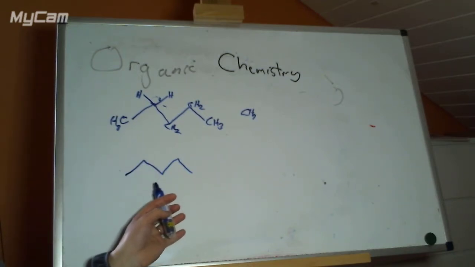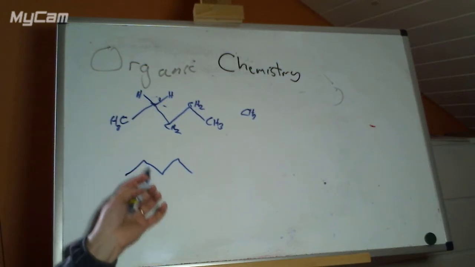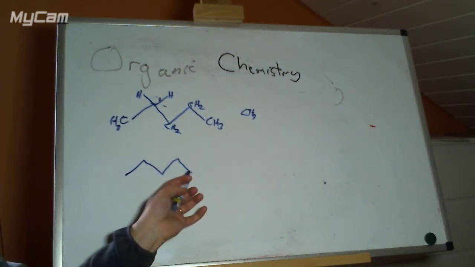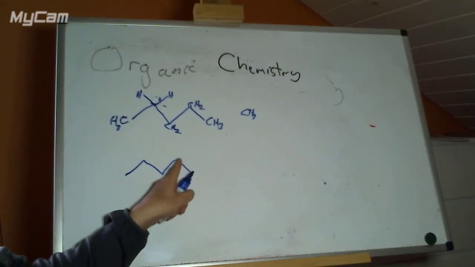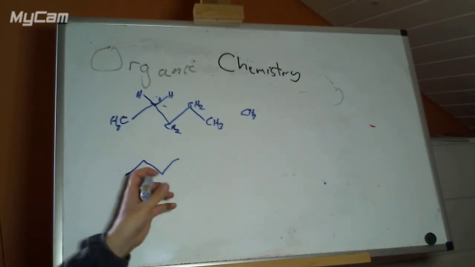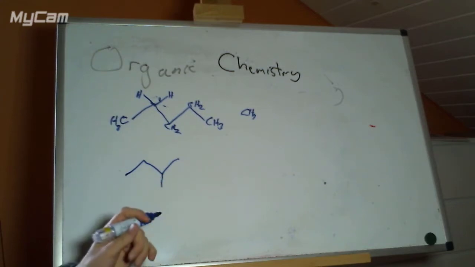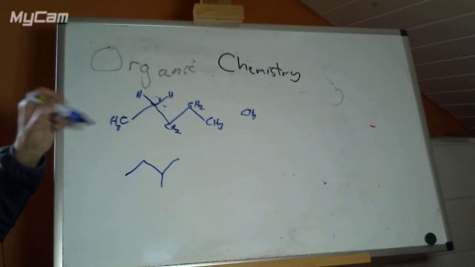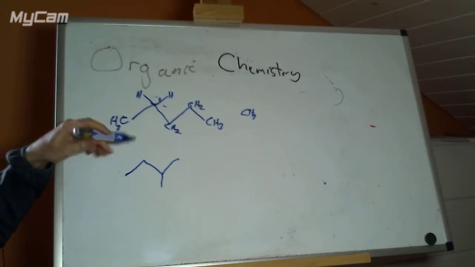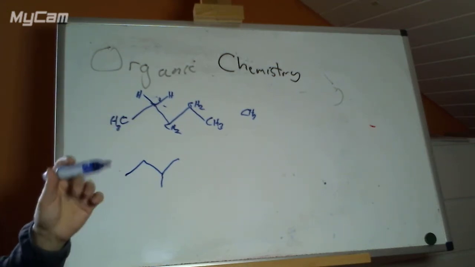But this is not the only isomer of pentane that we could possibly have. We can move this methyl group, for example, onto this position to get isopentane. And we could, of course, move another one as well.